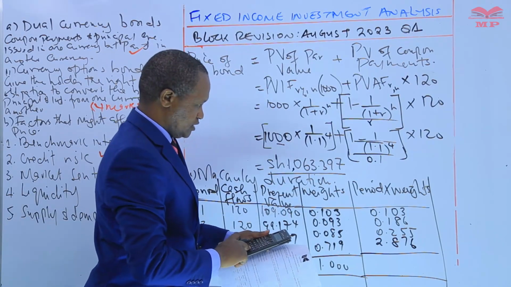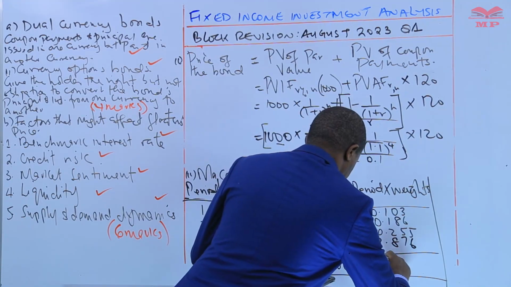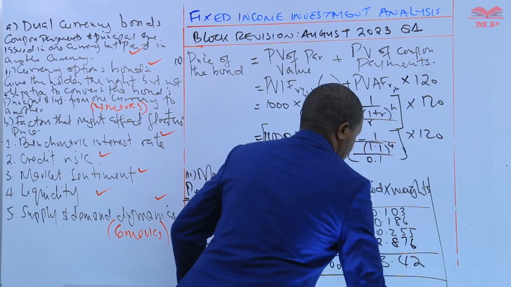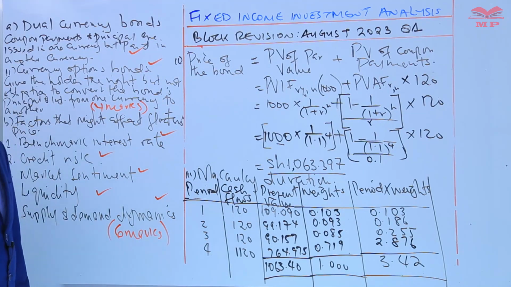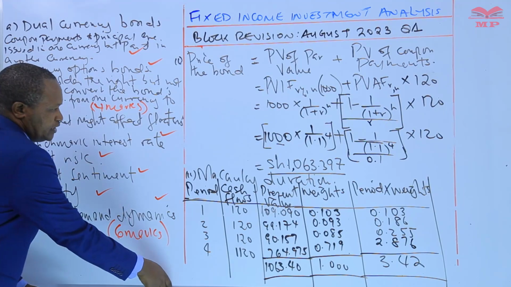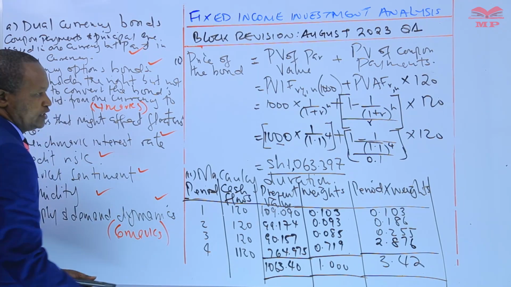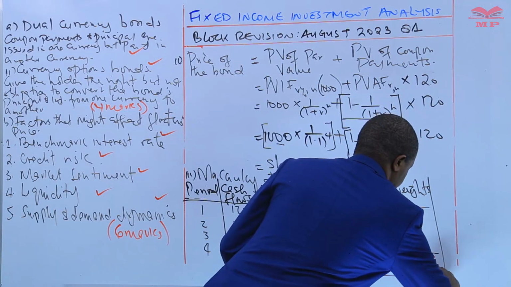After that, we'll add this product of period and weight to get the Macaulay duration. So I'm going to add, so the answer here is 3.42. 3.42 is the answer, the Macaulay duration.